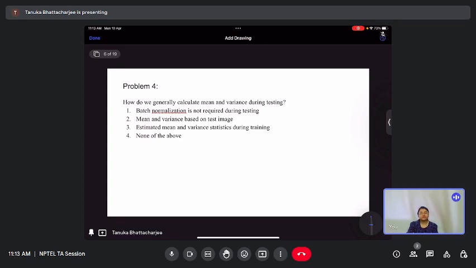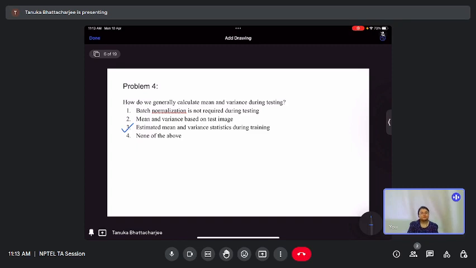During training, for the mean and variance statistics that you computed, you take an exponentially decaying average of those statistics and you store those values. And during testing, you use those estimated mean and variance statistics from training to normalize your test data. So the correct answer here is estimated mean and variance statistics during training.